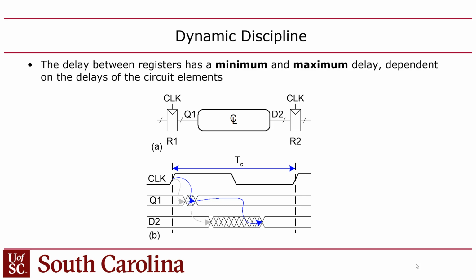If that happens, the only way to fix it is to go in and add buffers. You have to add delay somehow. You have to add redundant gates to make it slower, right? But if it's too slow, the only way you can fix that is to make a longer TC, meaning slow your clock down, or change your data path in a way that reduces the propagation delay.